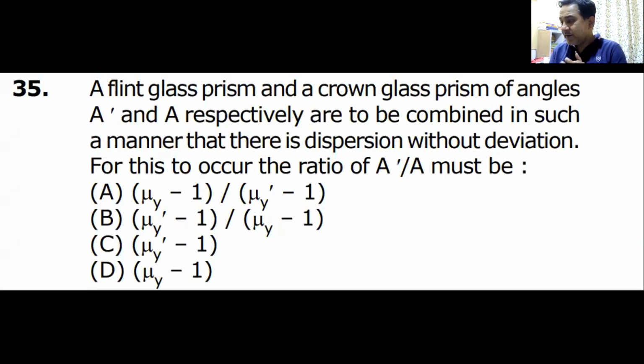Okay, then here comes the question which is going to tell me whether you have understood what we have done or not. A flint glass prism and a crown glass prism of angles A dash and A are to be combined in such a way that there is dispersion without deviation. For this to occur, what is the ratio of A dash by A? A dash being the angle for the first prism, flint glass, A being the angle of prism for the crown glass prism, and I'm waiting for your answers.